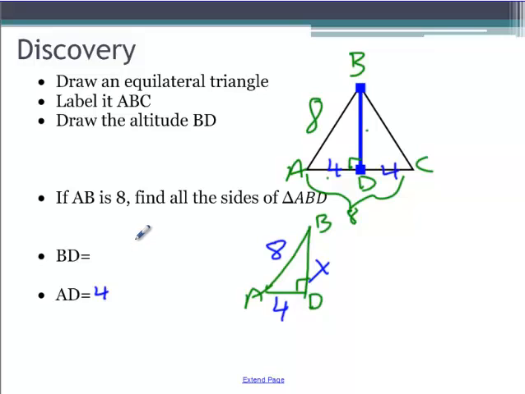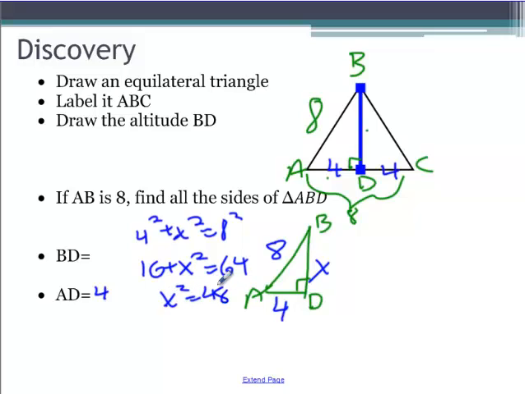AD is 4, so 4 squared plus x squared equals 8 squared. 16 plus x squared equals 64. x squared equals 48. Again, we're just simplifying, solving. We take the square root, we get the square root of 48. Now, you can't leave it as the square root of 48.